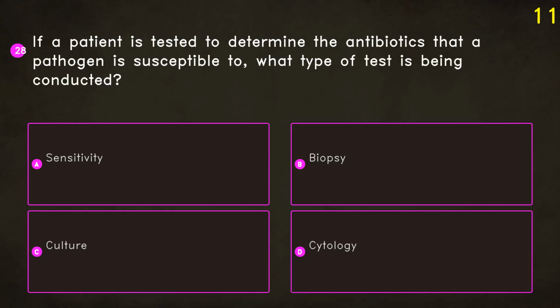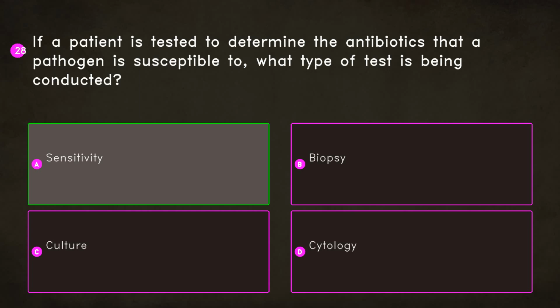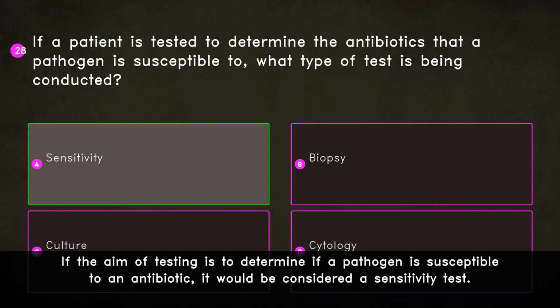Question 28. If a patient is tested to determine the antibiotics that a pathogen is susceptible to, what type of test is being conducted? A. Sensitivity. B. Biopsy. C. Culture. D. Cytology. The correct answer is sensitivity. If the aim of testing is to determine if a pathogen is susceptible to an antibiotic, it would be considered a sensitivity test.